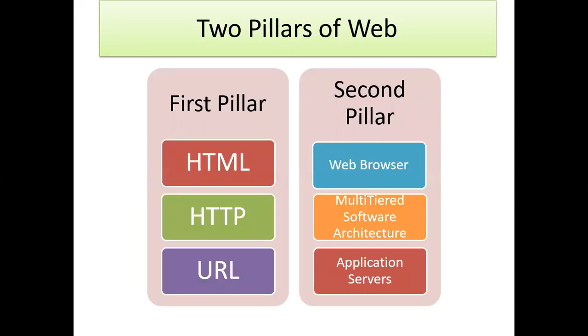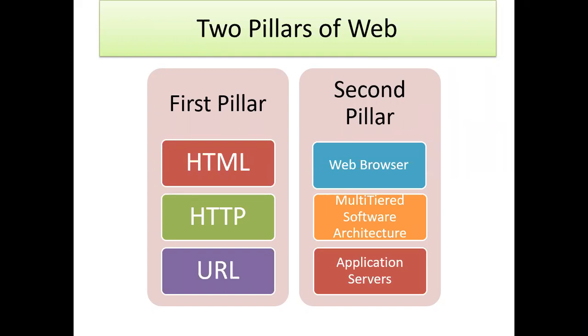Then the pillars of the web. There are two pillars of the web. The first pillar consists of HTML, HTTP, and URL, and the second pillar has the web browser, multi-tiered software architecture, and application server. The first pillar provides a way to describe resources or services, how to locate them, and how to distribute or transfer them over the web. It consists of HTML, HTTP, and URL.